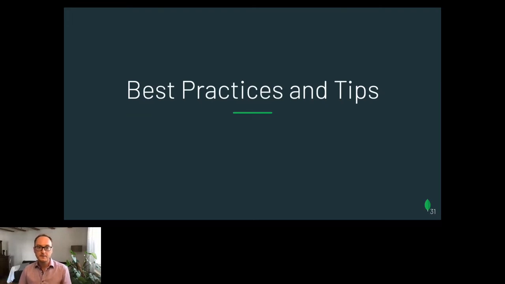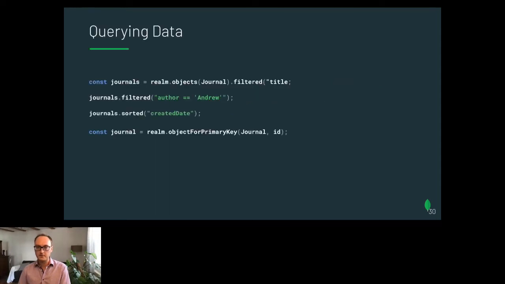And last but not least, how to read data. There are two main functions I basically use to get data out of Realm. One is using realm.objects. If you call realm.objects on journal and forget about this filtered part, you'll just get everything in the database for that model that you defined.